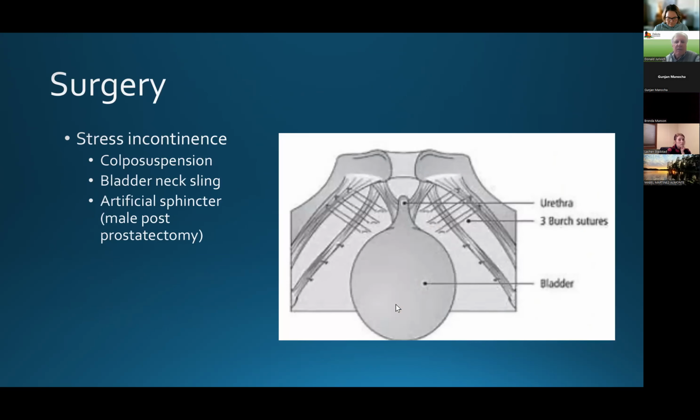Surgery is colposuspension. Sorry, a little bit of a tongue twister there, but basically you can see in the diagram here that there's a set of stitches that are used to lift the bladder up. In terms of surgery for men that have urinary incontinence post prostatectomy, there are artificial sphincters. I don't know the literature on that. I think it's also kind of a mixed bag as to whether they actually work or not.